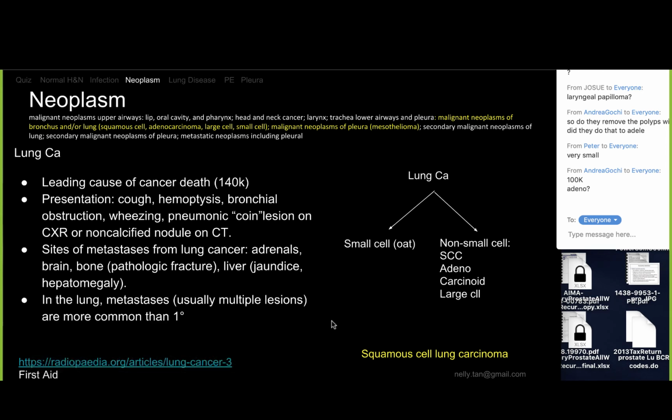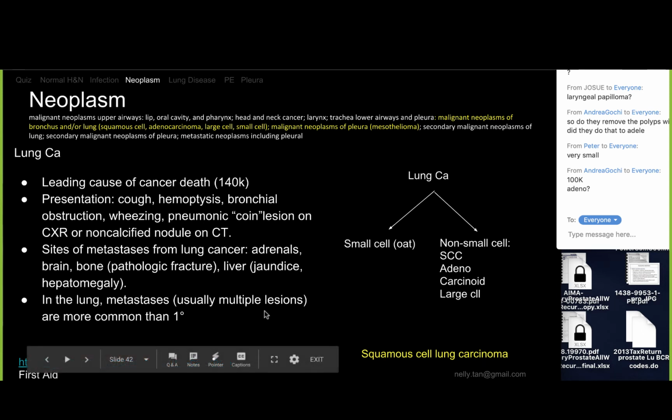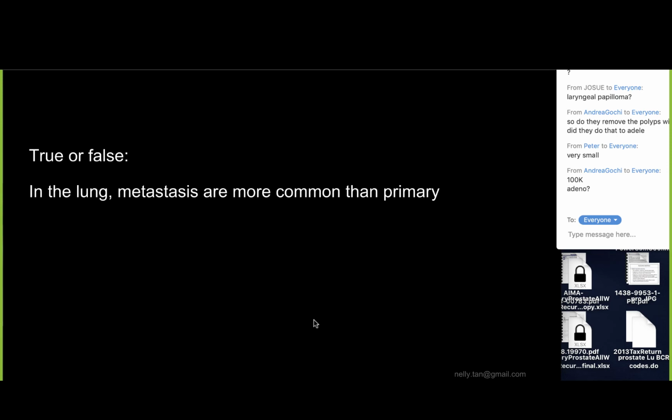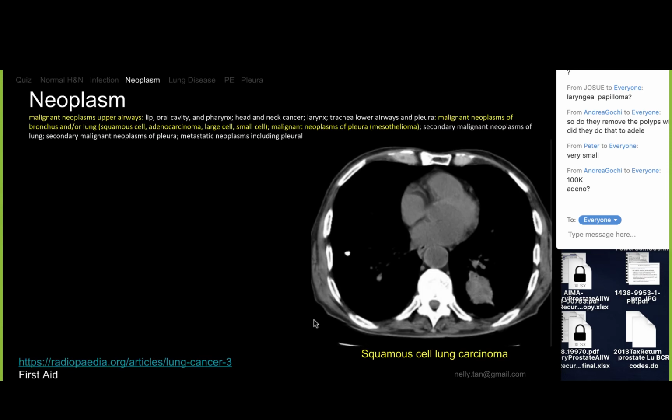In the lung, metastases are usually much more common than primary lung cancer, but they're usually multiple. So metastases to the lungs are typically from breast, colon, really any tumors. So in the lung, metastases are more common than primary. This is true. Neoplasm. So these are the different types of neoplasms.